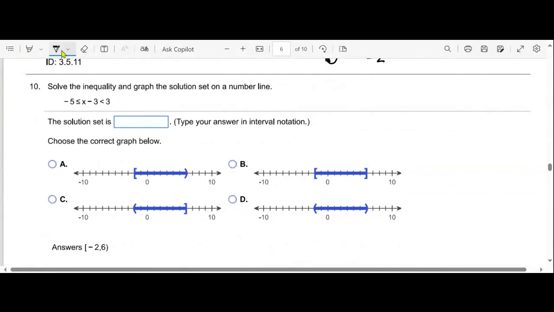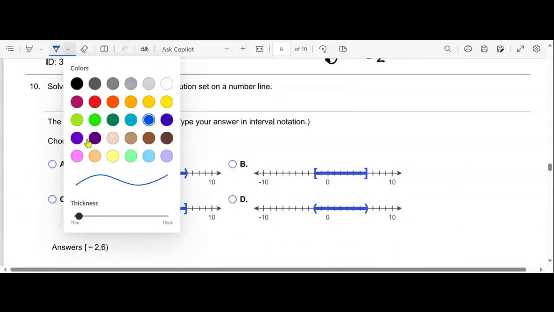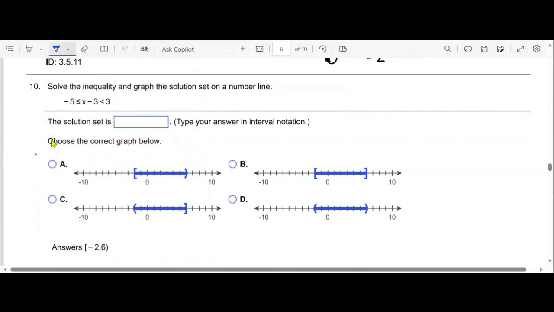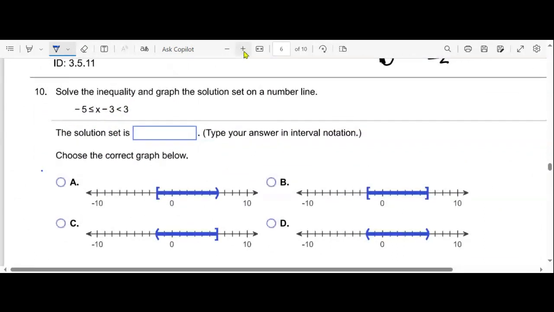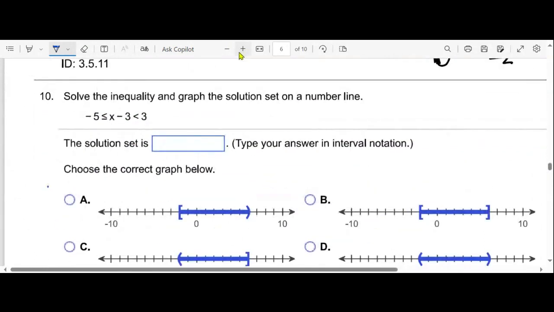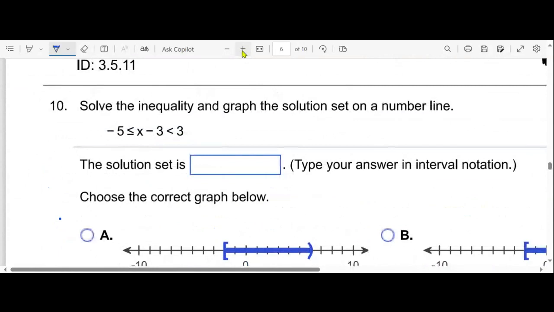Can I read? Yalla, Muhammad. Solve the inequality and graph the solution set on a number line. Negative 5 is less than or equal to x minus 3, which is less than 3. We usually read from the middle. So we say x minus 3 less than 3 and greater than or equal to negative 5. That's how you read. Yes.